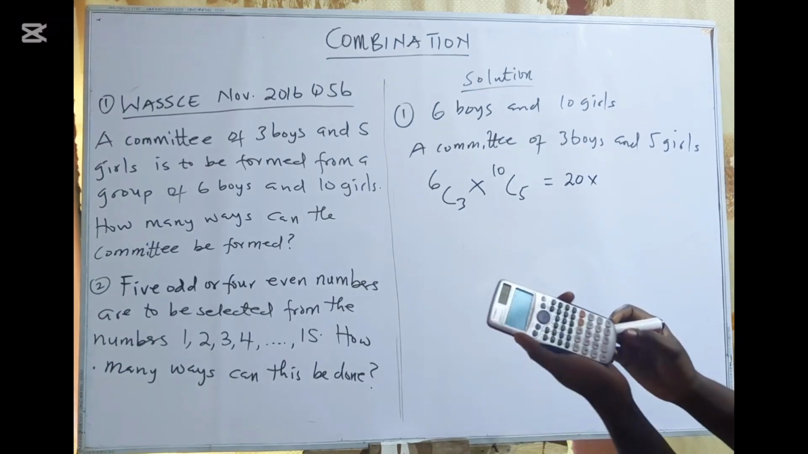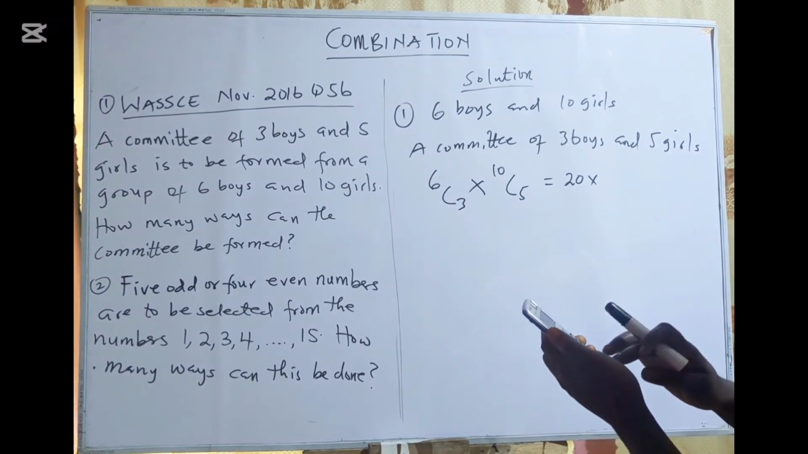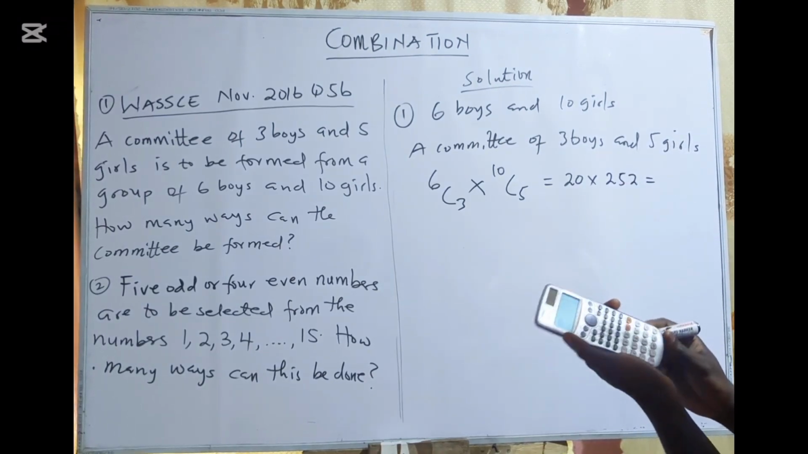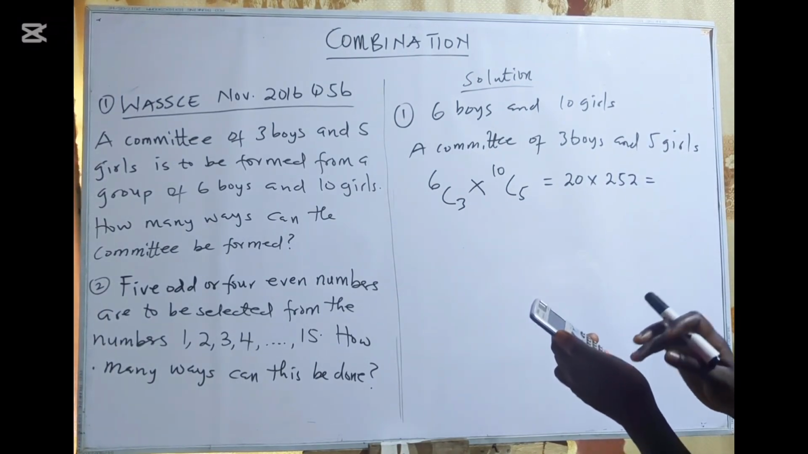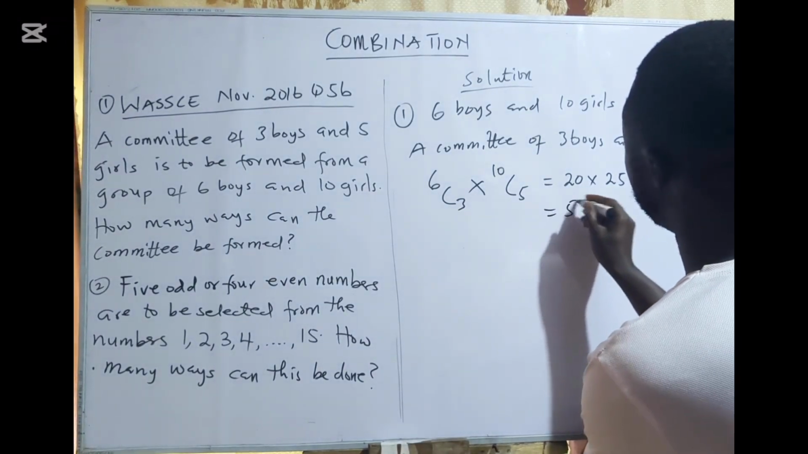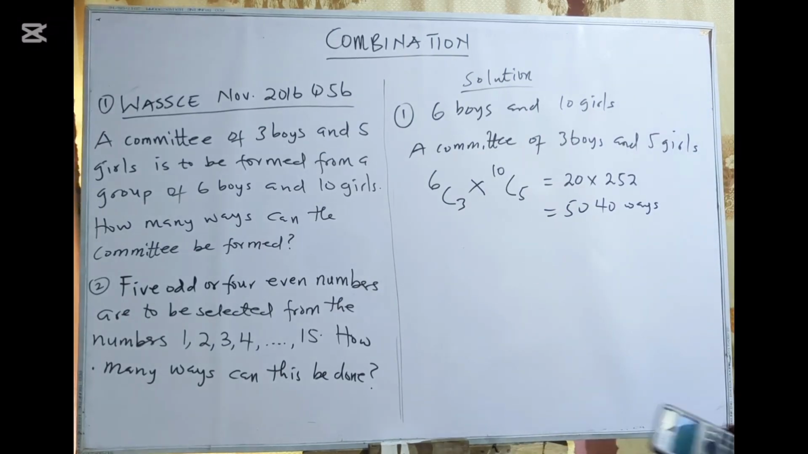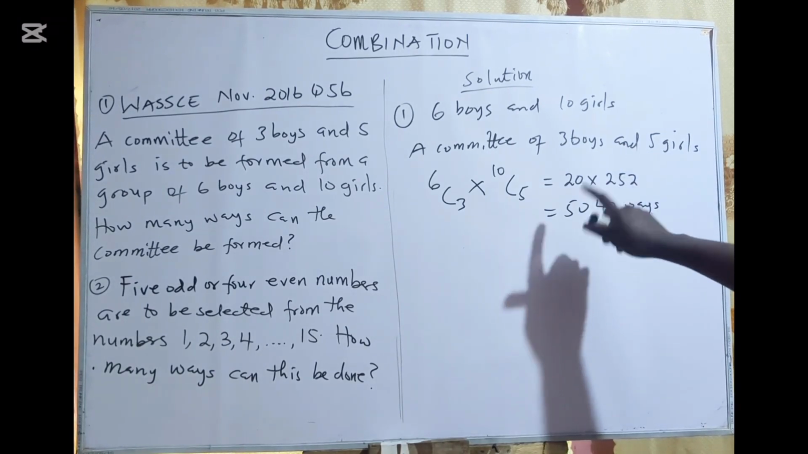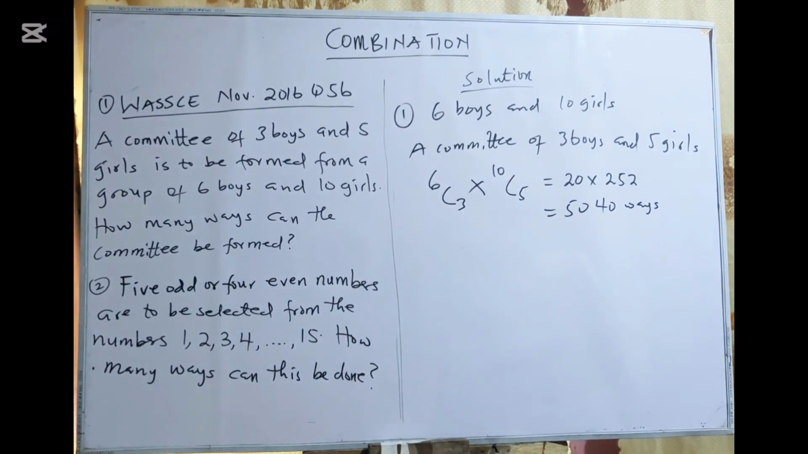So 20 times then 10 combination 5. That will give us 252. So 252 times 20 times 252. That will give us what? That will give us 5040 ways. So the number of ways that I can select 3 boys and 5 girls from 6 boys and 10 girls is 5040 ways. 6 combination 3 times 10 combination 5. I believe you get it.